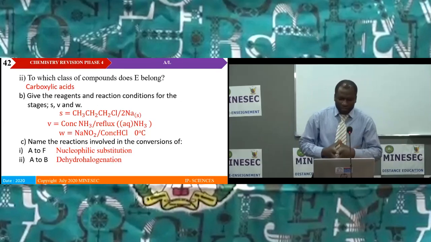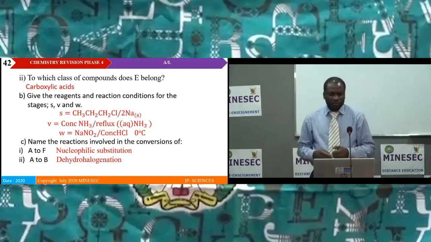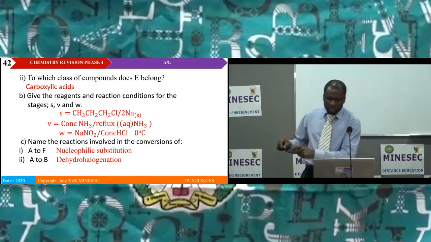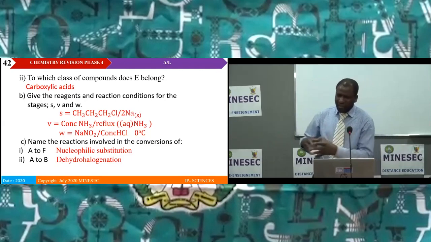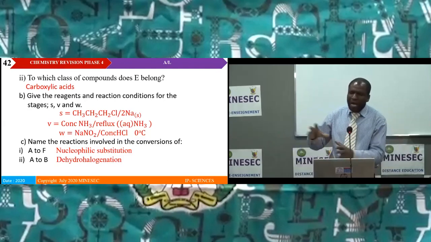Name the reactions involved in the conversions of Roman 1, A to F. When you look at the scheme, we have nucleophilic substitution. A to B is elimination, and specifically it is dehydrohalogenation.